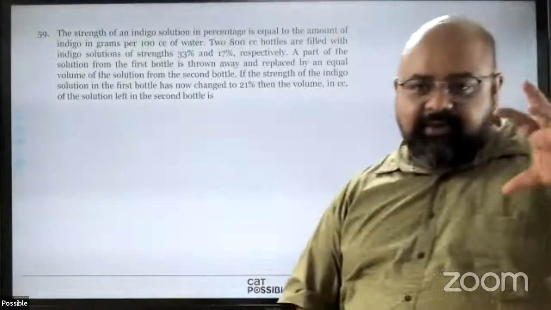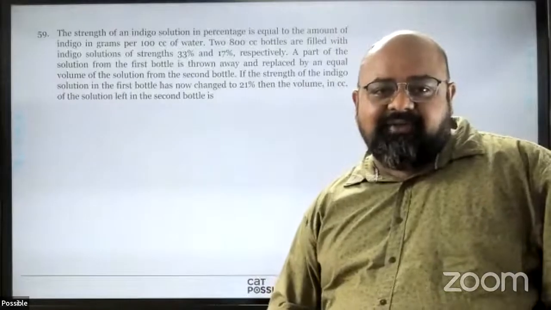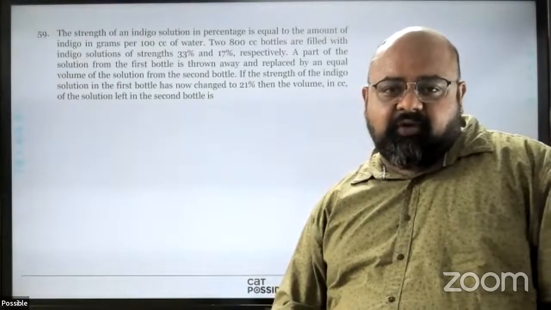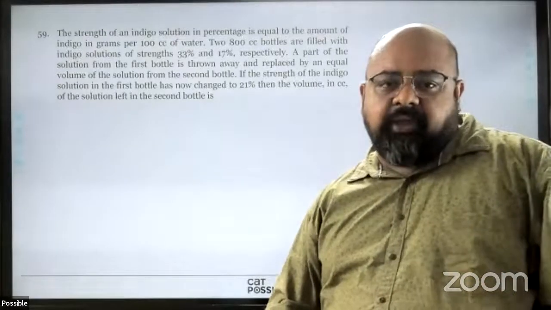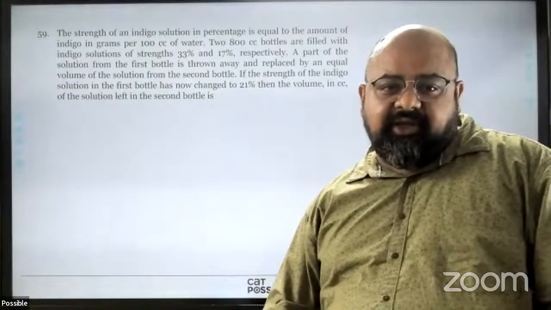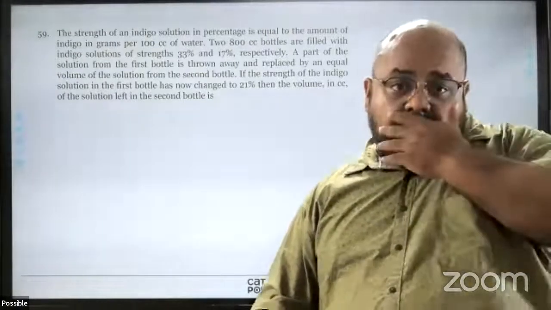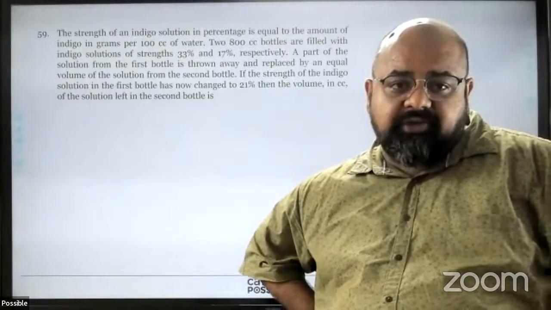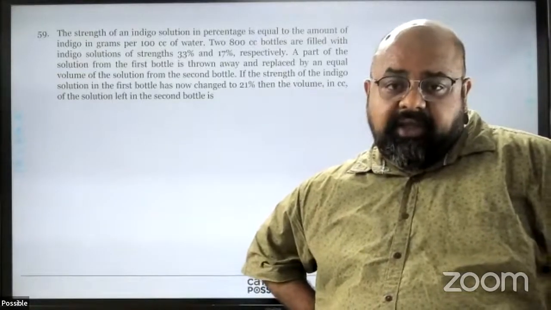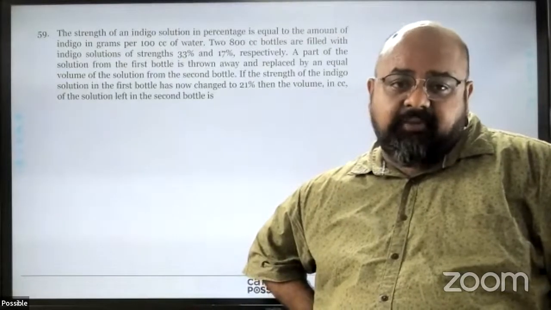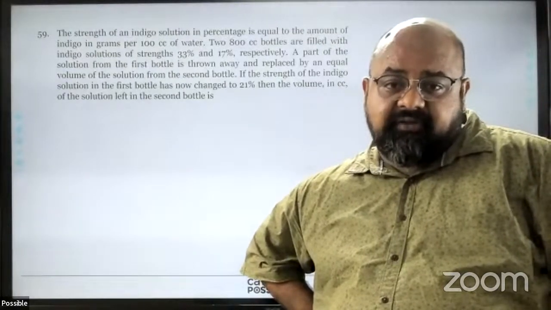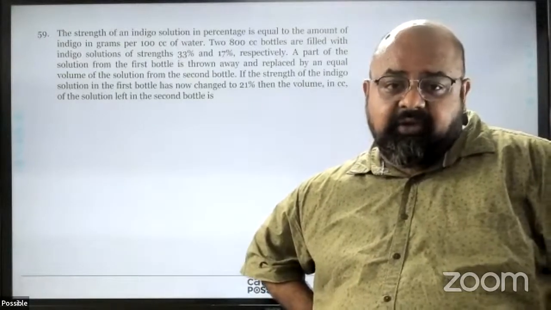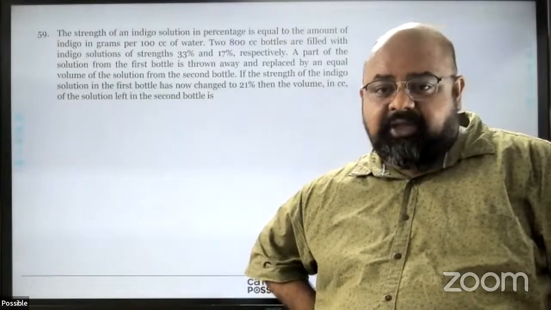Next says the question, it looks pretty large. The strength of an indigo solution percent is equal to the amount of indigo in grams per 100 cc of water. Two 800 cc bottles are filled with indigo solutions of strength 33% and 17% respectively. A part of the solution from the first bottle is thrown away and replaced by an equal volume of solution from the second bottle. If the strength of the indigo solution in the first bottle is now changed to 21%, then the volume in cc of the solution left in the second bottle is.